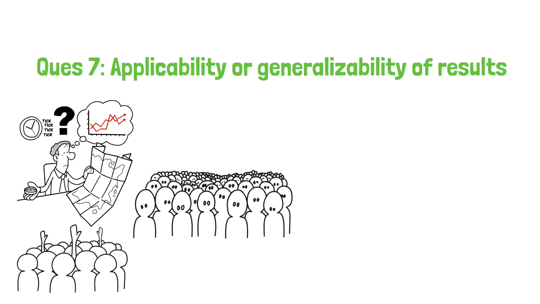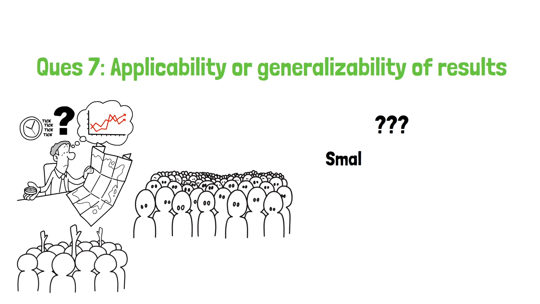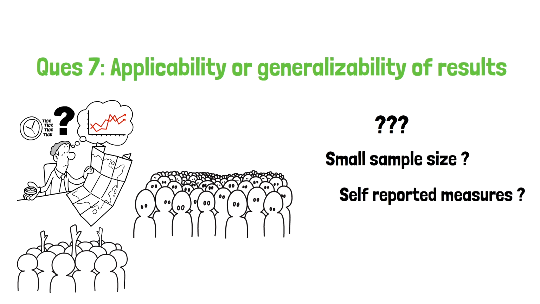Applicability or generalizability of results outside the research environment, that is, the local population. Additional limitations like small sample size, full dependence on self-reported measures, absence of blinding, all should be addressed and discussed in the paper.